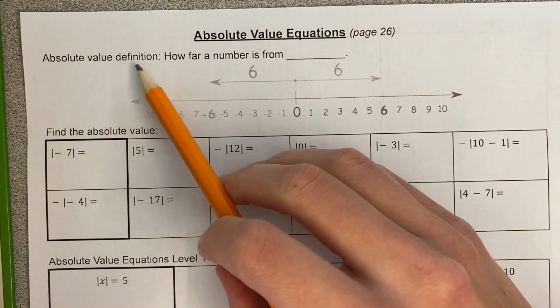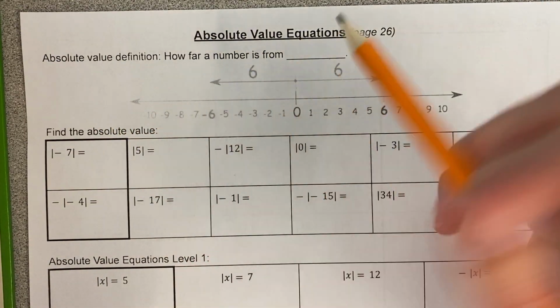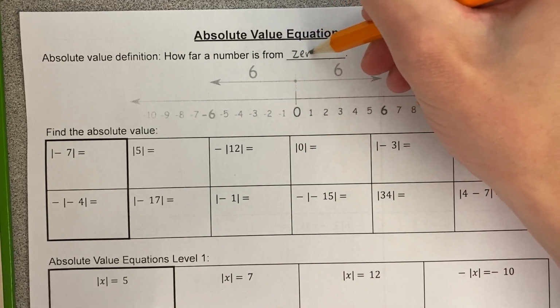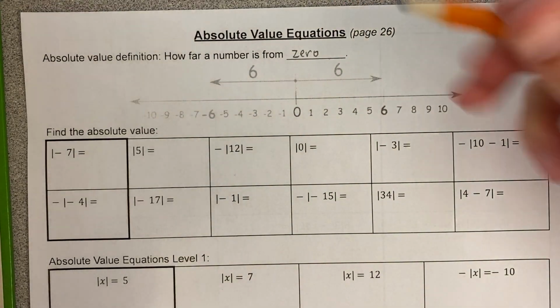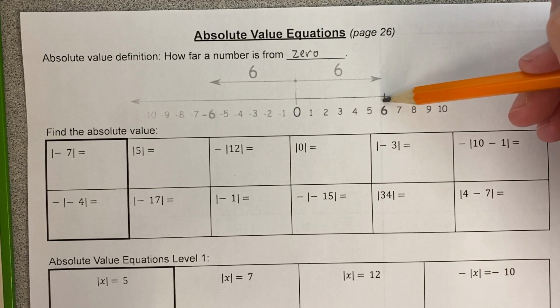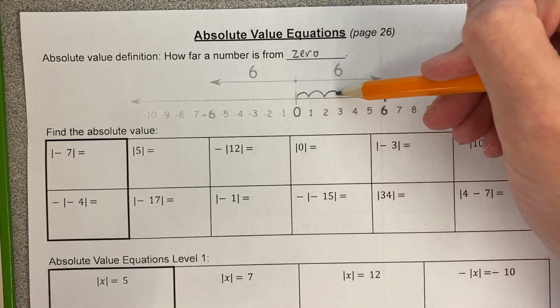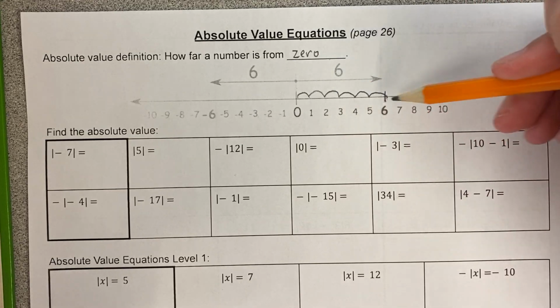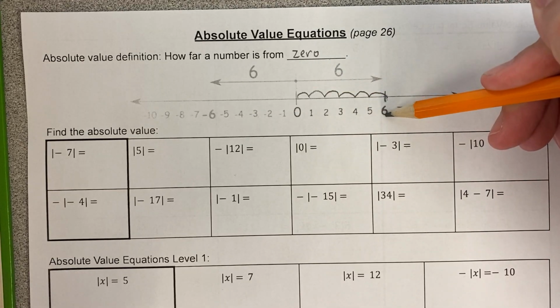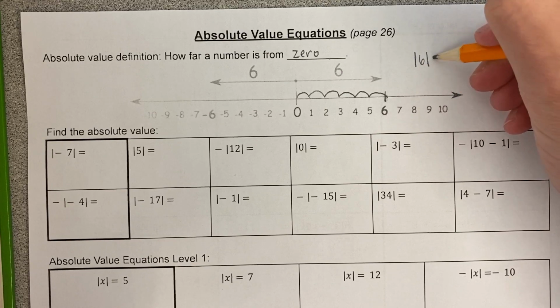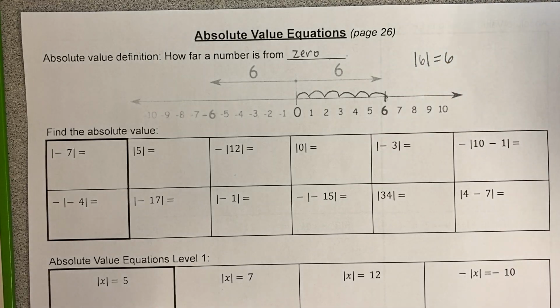Here is what absolute value means. It means how far a number is from 0. Okay, what does that mean? Well, let's use the number 6 as an example. How far is the number 6 from 0? Let's see, it's 1, 2, 3, 4, 5, 6. It's 6 units from 0. So the absolute value of 6 is 6. That's the distance from 0.